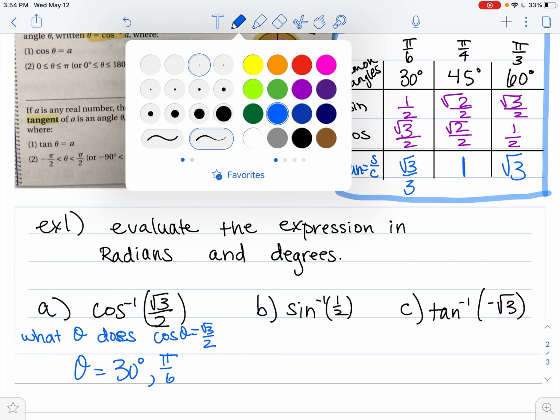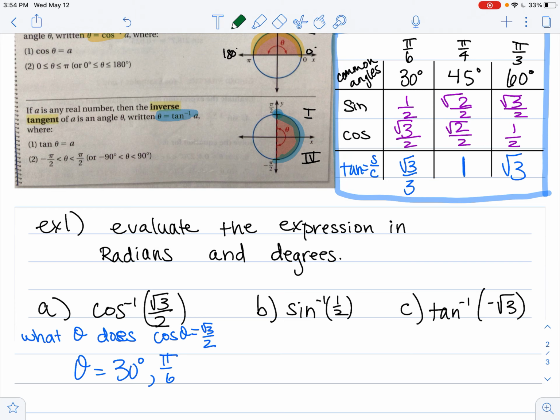So for the next one, we want to know the inverse sine of 1/2. What we're really saying is, what value of theta does sine theta equal 1/2? So what we're really looking for here is where does sine equal 1/2? So here's sine and here's 1/2. We see that's right here. We see it where theta equals also 30 degrees, or pi over 6.